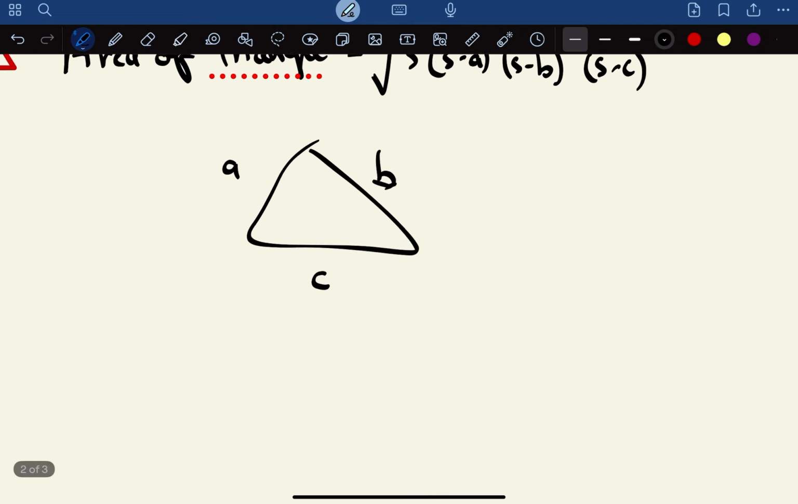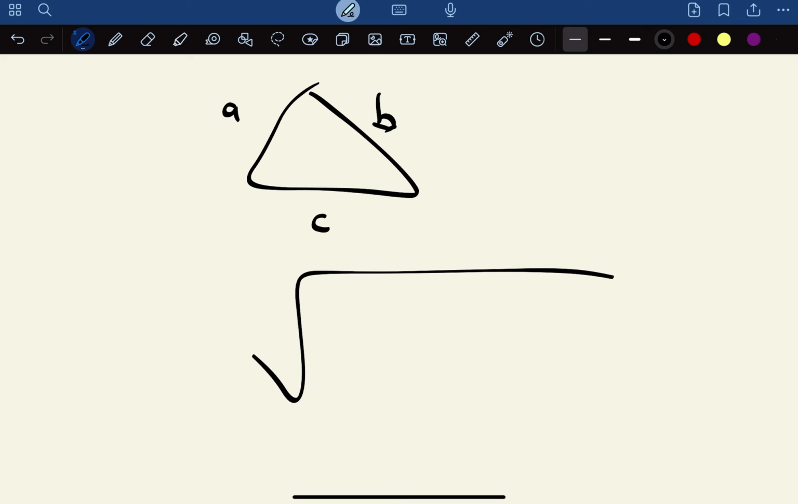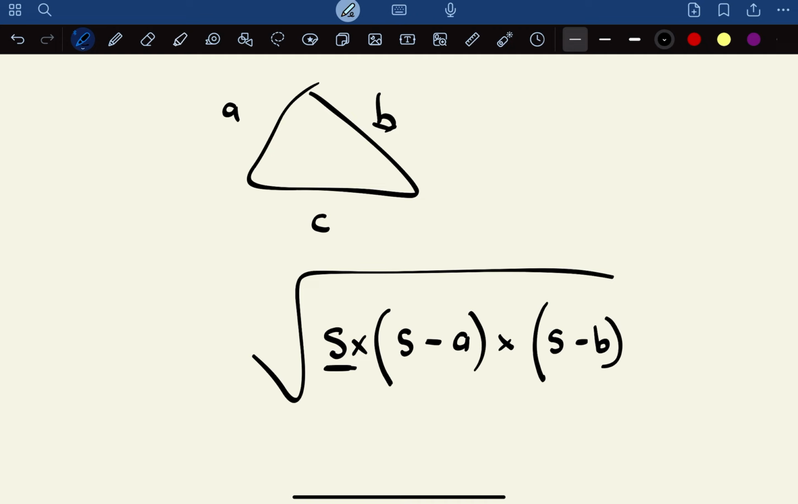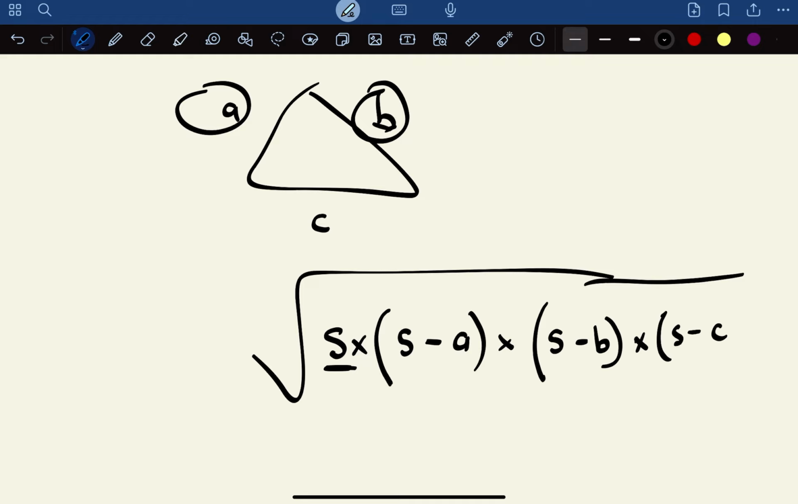So what this really means is we have our under root, S semi-perimeter, bracket. So there's a multiplication sign over here if you didn't know. That's all good if you didn't know. Now you learn and now you know it. Times S, which is semi-perimeter, minus one side, times, in brackets again, S minus B, another side. So these are all sides, by the way. And times S minus C, which is another side.